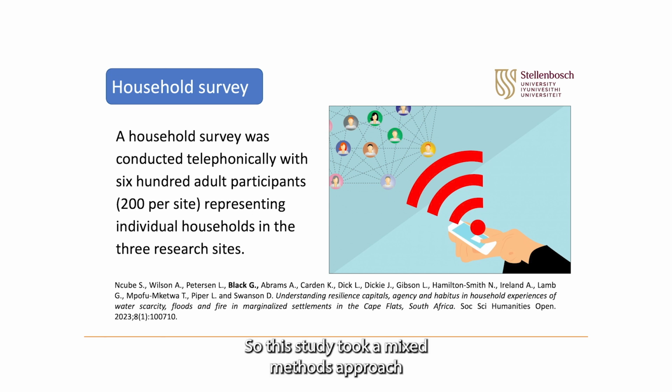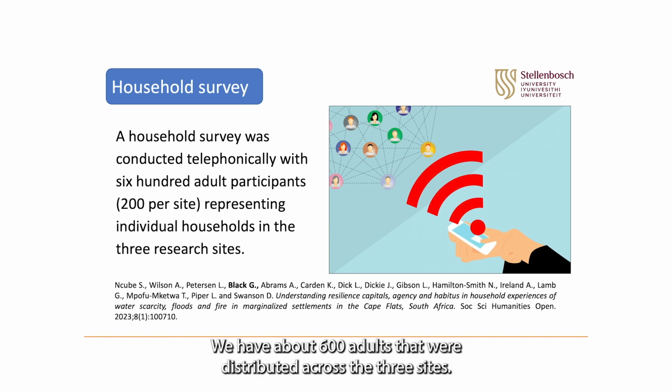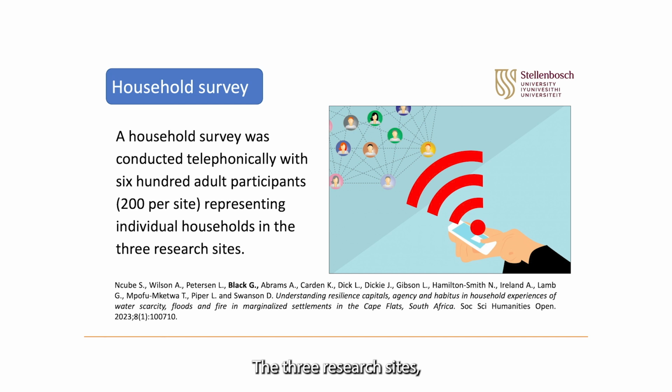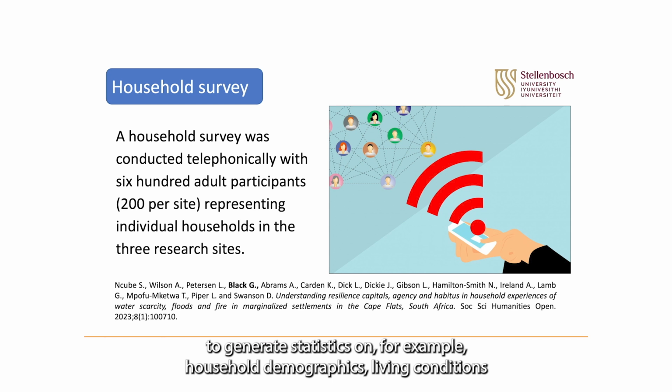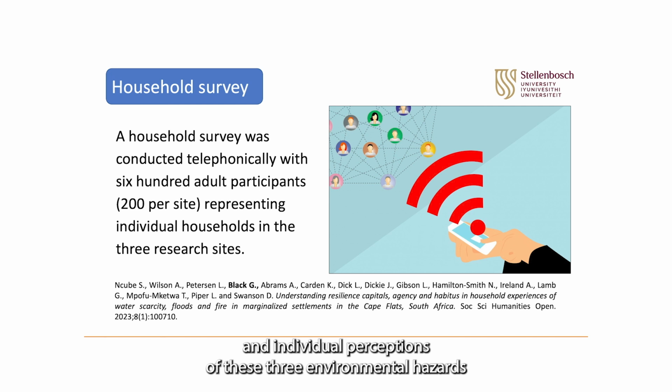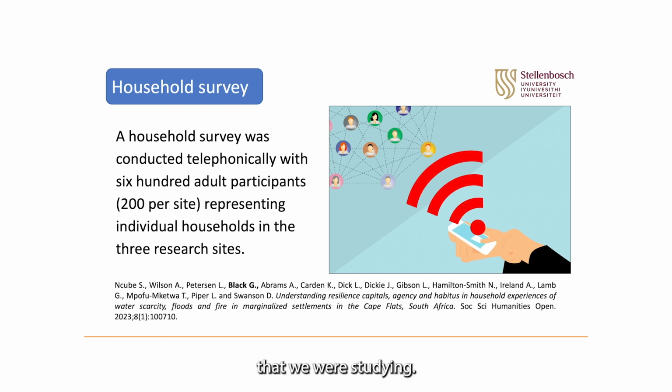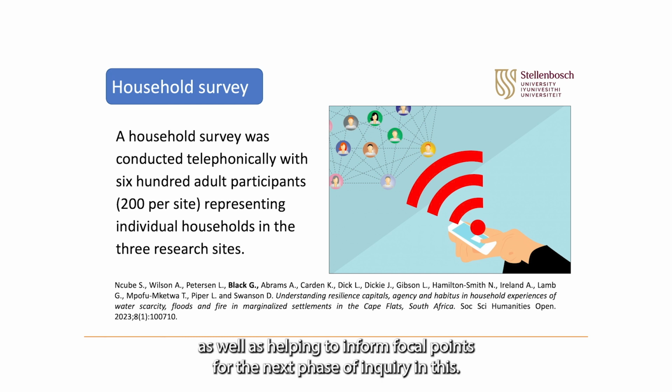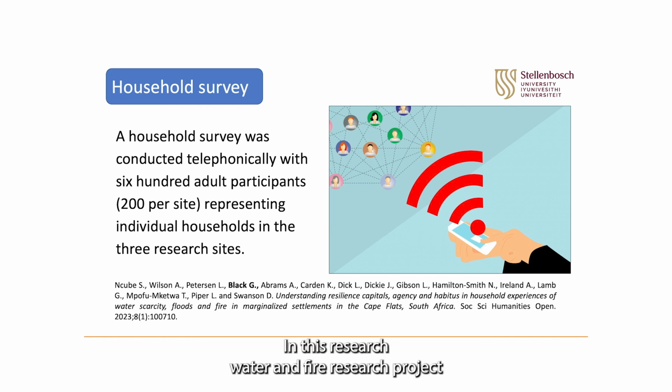So this study took a mixed methods approach, and we started with a household survey of about 600 adults that were distributed across the 3 sites, the 3 research sites. And this survey was conducted as a baseline overview to generate statistics on, for example, household demographics, living conditions, and individual perceptions of these 3 environmental hazards that we were studying. And the survey also aided the selection of community-based co-researchers that we went on to work with, as well as helping to inform focal points for the next phase of inquiry in this research, Water and Fire research project.